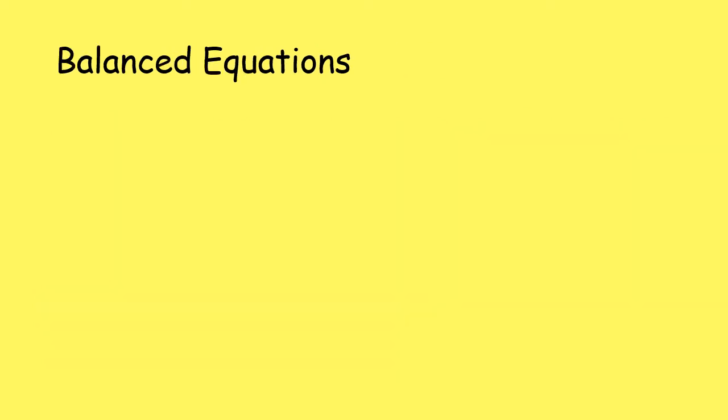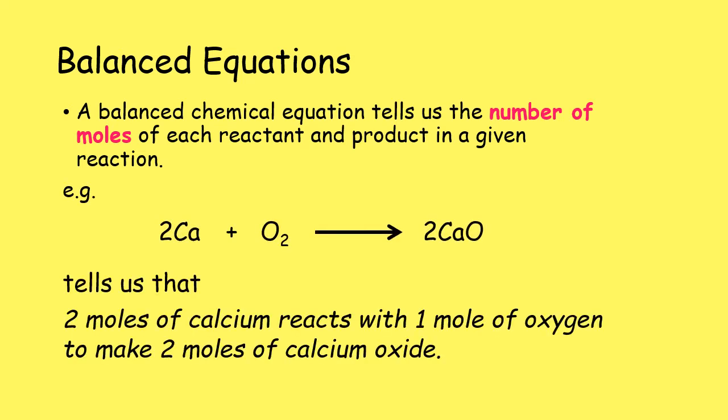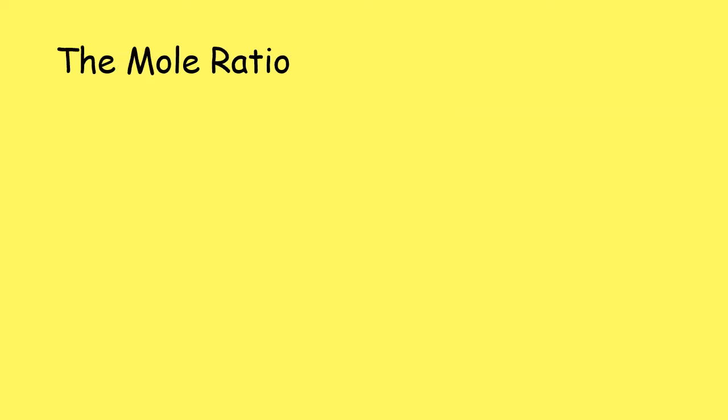So the starting point for this is needing balanced equations. A balanced equation tells us the number of moles of each reactant and product for a given reaction. So for example, 2 calcium plus oxygen goes to 2 calcium oxide. That tells us that 2 moles of calcium react with 1 mole of oxygen to make 2 moles of calcium oxide. So the numbers written in front of the chemicals tell us the number of moles of that chemical that should form. And we call that the mole ratio or the molar ratio.